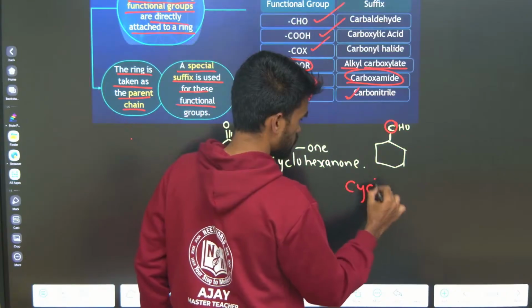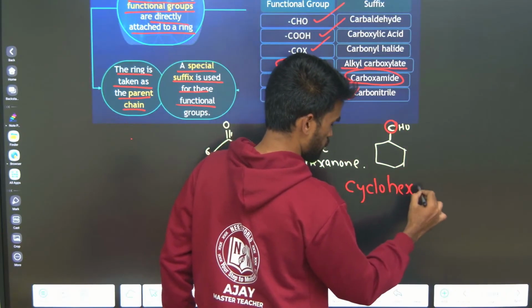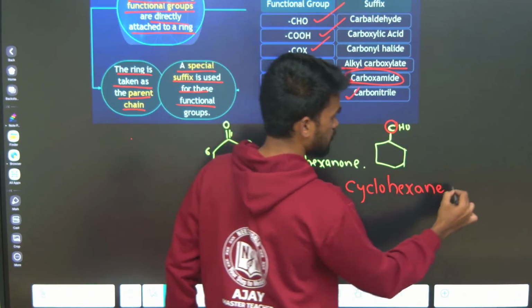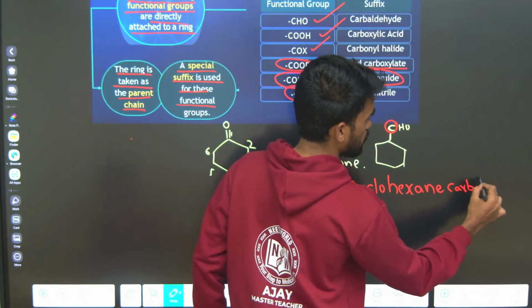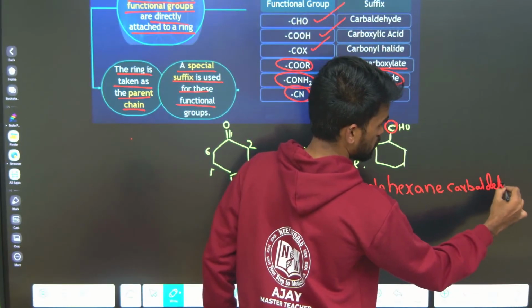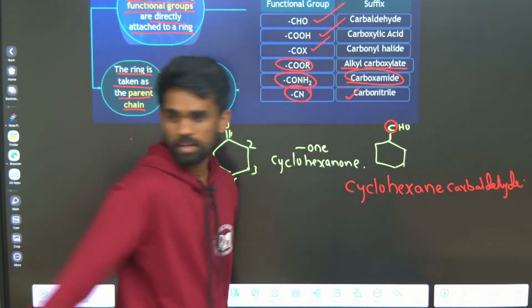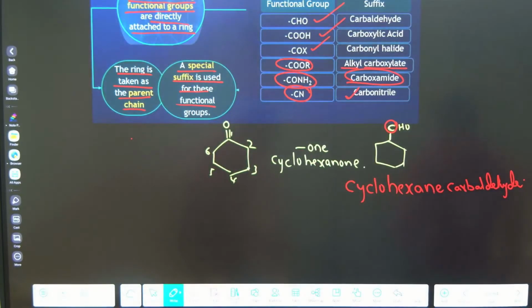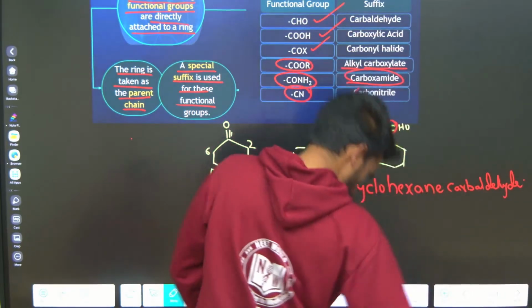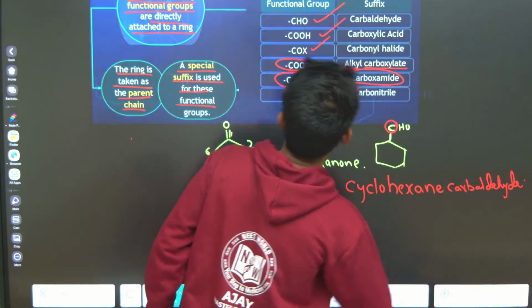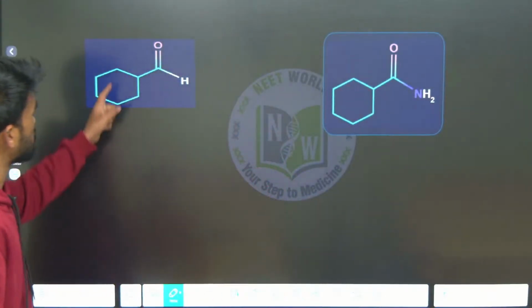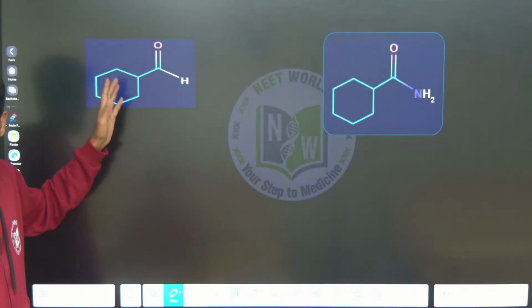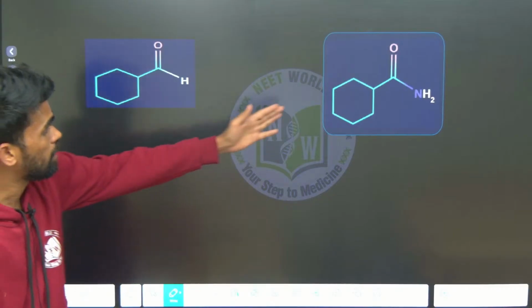Cyclohexane, you can pronounce it properly. Cyclohexane carbaldehyde. Okay, next. Answer these questions now. What is the name? Just now we have written, cyclohexane carbaldehyde. And what about this?